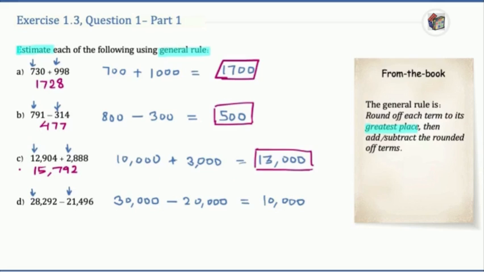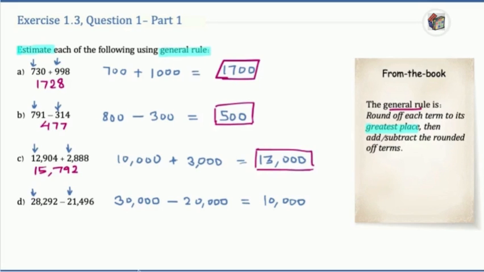Now suppose you want a more exact estimate, closer to the real answer, then you will not round off to the greatest place. You will round off to something inside, say to the hundreds place in both of them. Now that depends on the goal. Why are you really estimating? If somebody wants to estimate but still wants a pretty close answer, then the way of rounding off will be different. You will see that in other questions in this exercise. But as long as you're following the general rule, this is exactly what you have to do.